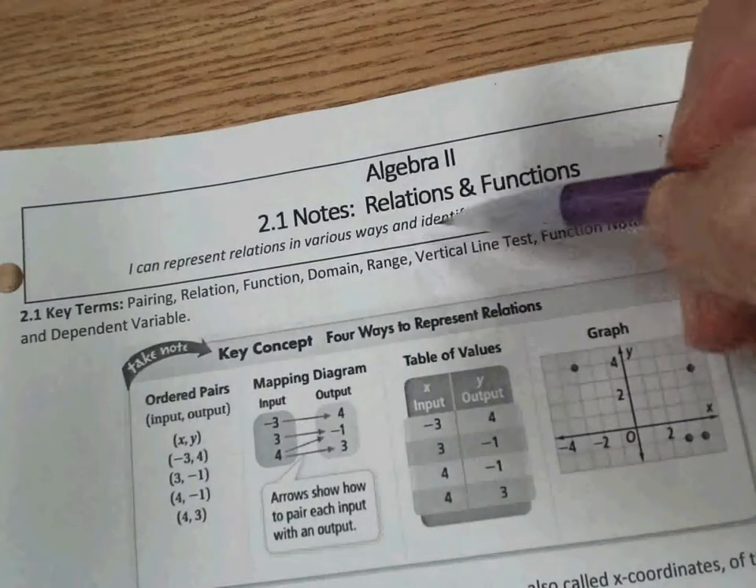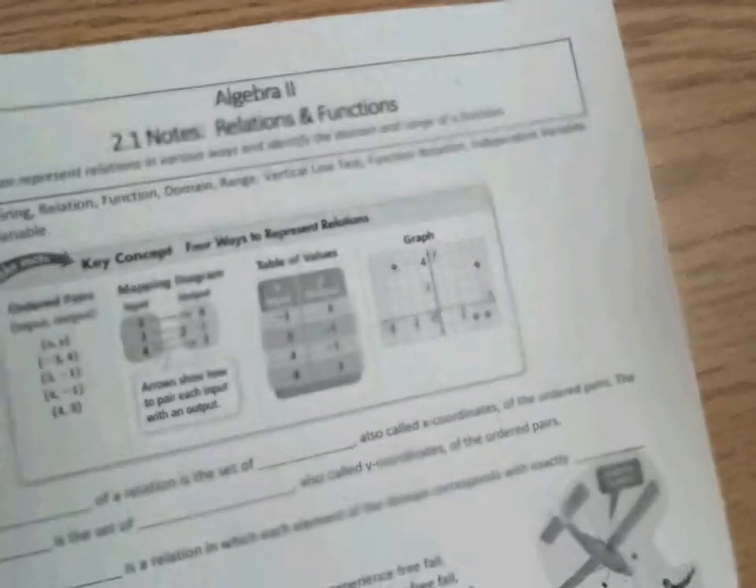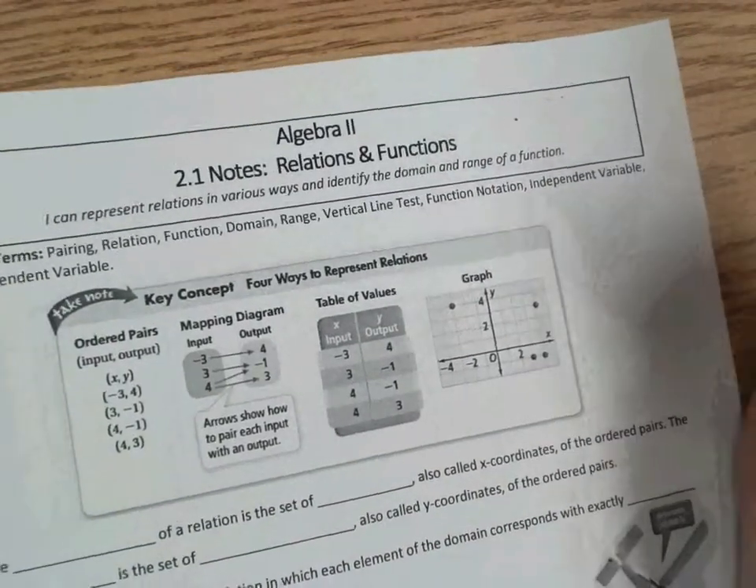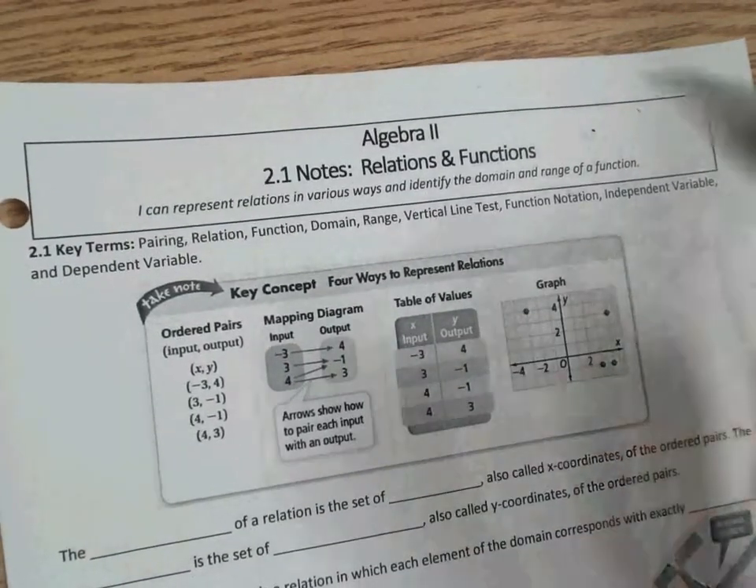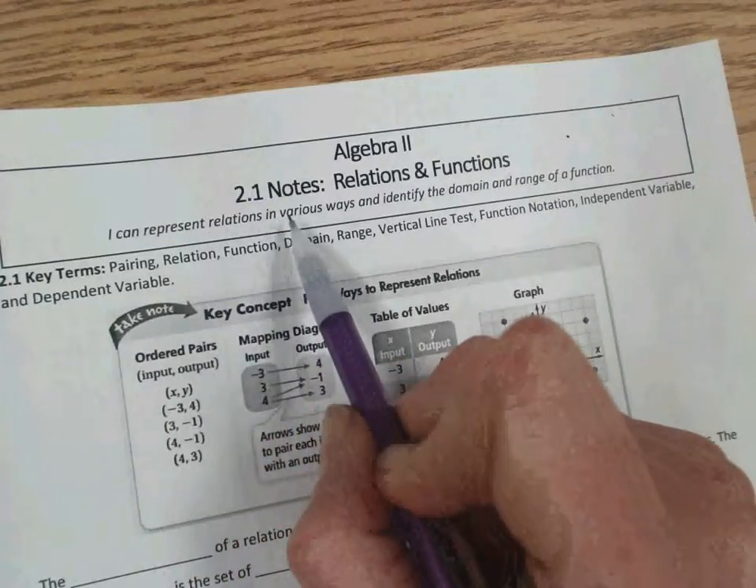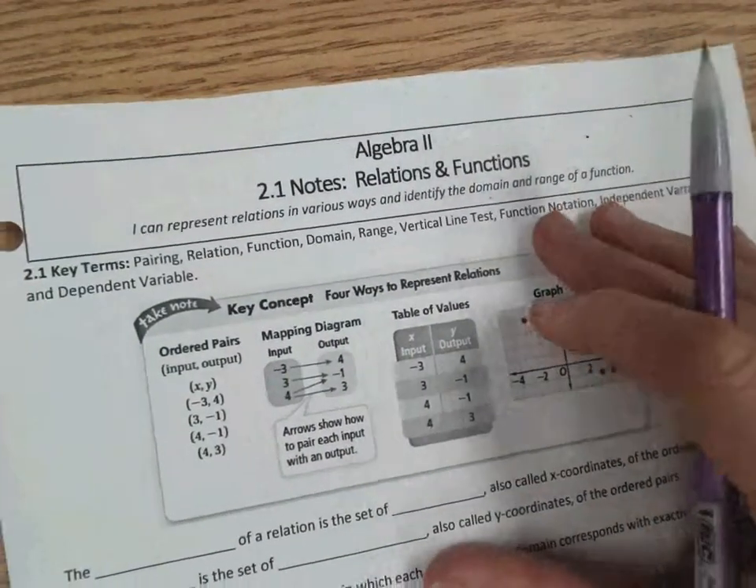Lesson 2.1, Relations and Functions. This set of notes is closely tied to the activity that we did in class with domains and ranges and matching graphs. The goal for this lesson is to be able to represent relations in various ways and identify the domain and range of a function.